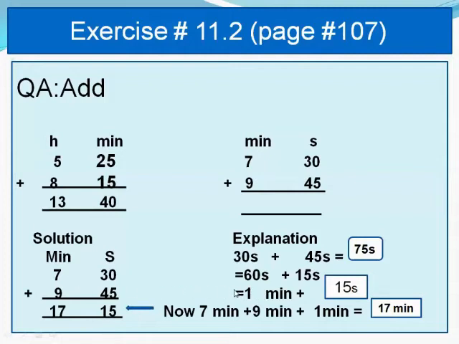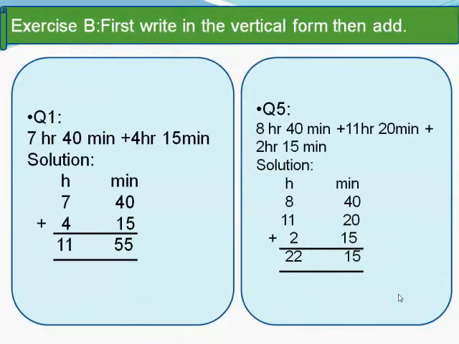7 minutes plus 9 minutes plus this 1 minute which is shifted into the minute column, plus 1 minute, is equal to 17 minutes. Now exercise B.